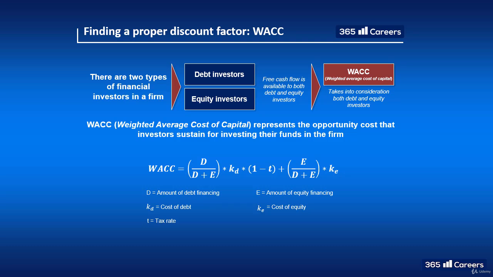To be able to discount cash flows, we need an appropriate discount rate, right? The discount factor that takes into consideration both debt and equity investors is called weighted average cost of capital, or simply known as WACC. It provides a sense of the average opportunity cost sustained by financiers for investing their funds in the firm. Let's take a look at the WACC formula.